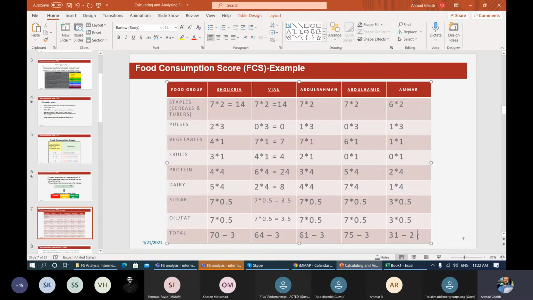This is great. So actually, that brings up an interesting question, which is, would I be accurate in saying that Shukriya, Vian, Abdurrahman, Abdulhamid are food secure? Are they food secure, from this number? To translate the question: Chris is asking, we know Ammar is borderline, but Shukriya, Vian, Abdurrahman and Abdulhamid are acceptable, so can we say boldly that they are food secure? Yes, food secure. Who is with me? Yes, teacher, they are food secure.